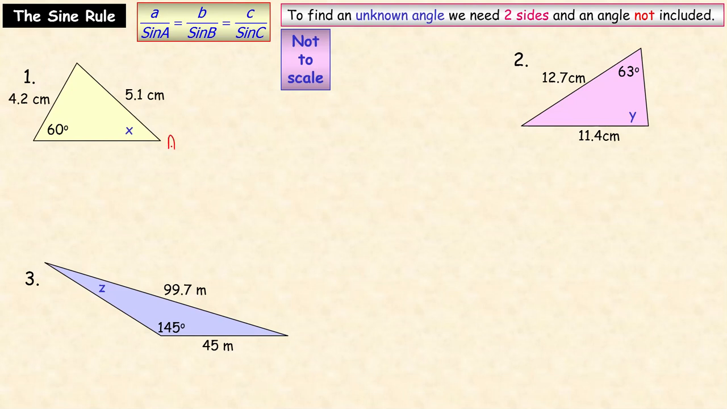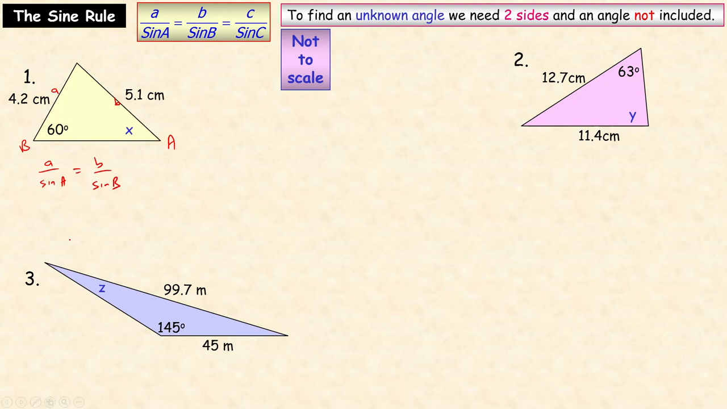So that's going to be small a for the side. I'm going to call the other angle B, and small b for its side. So I can write a over sine A is equal to b over sine B.